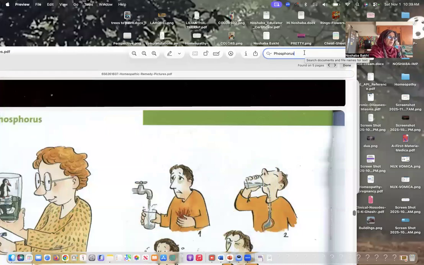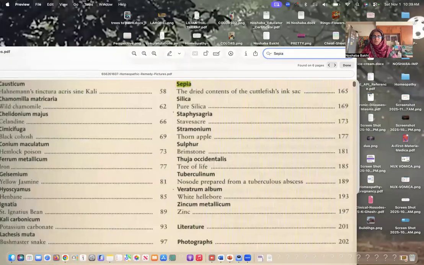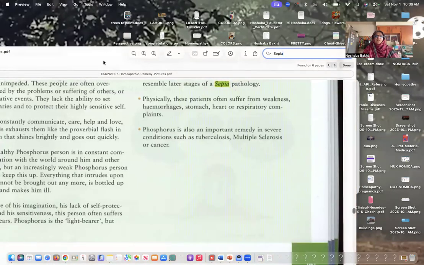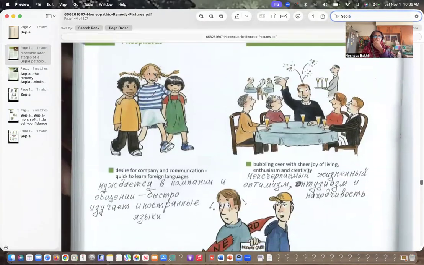I sent you this one book which is about mamas. Sepia can be used for anyone, but mostly it is used for women. Okay, it is mostly used for women, and I'll show you the pictures. We don't have any questions, right? Okay, sepia.